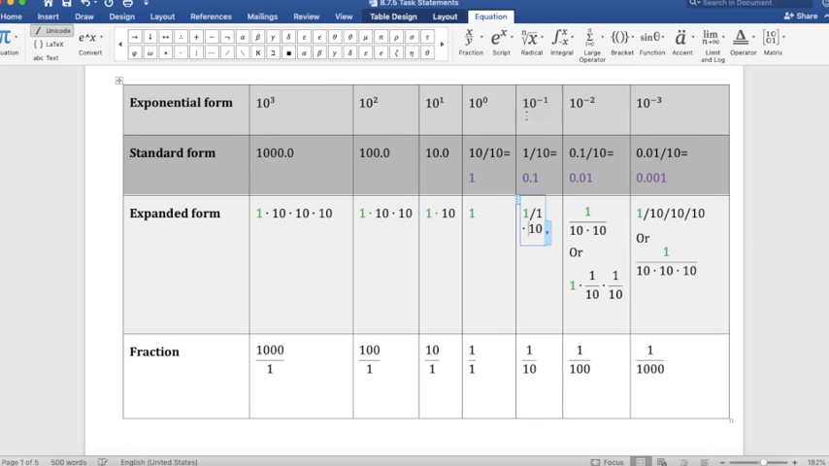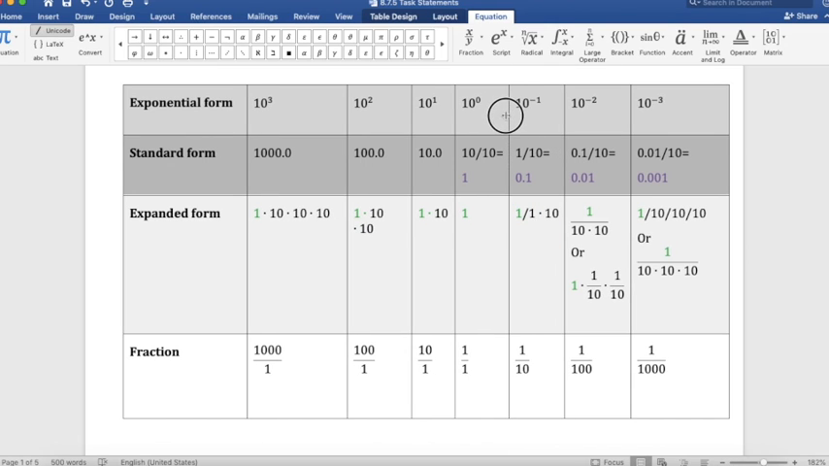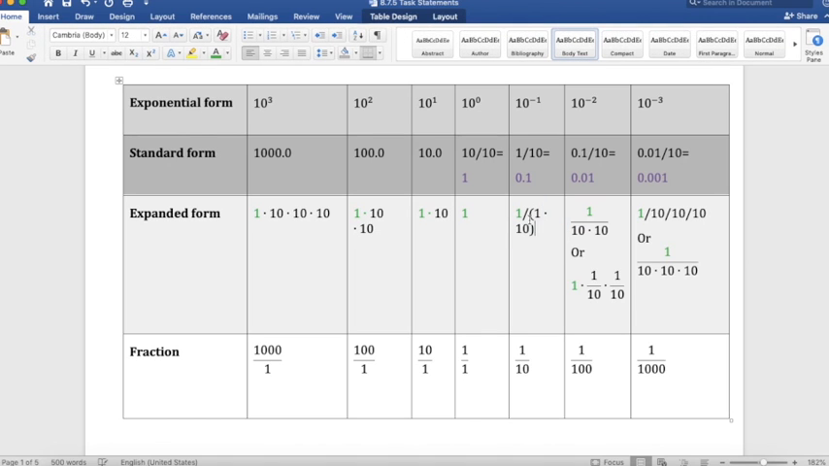I'll make that row a little bit wider. There. So 1 divided by 1 times 10. Sorry, I'm being picky. Oh, look at that, change it there.